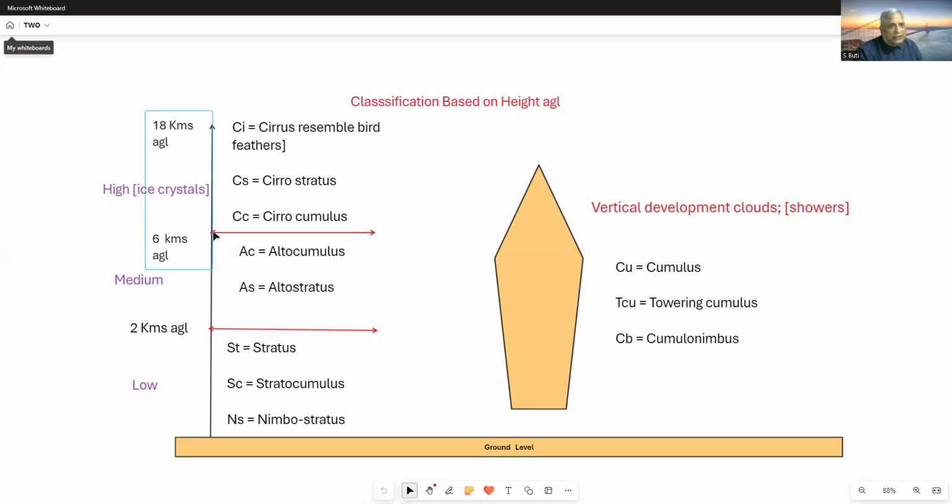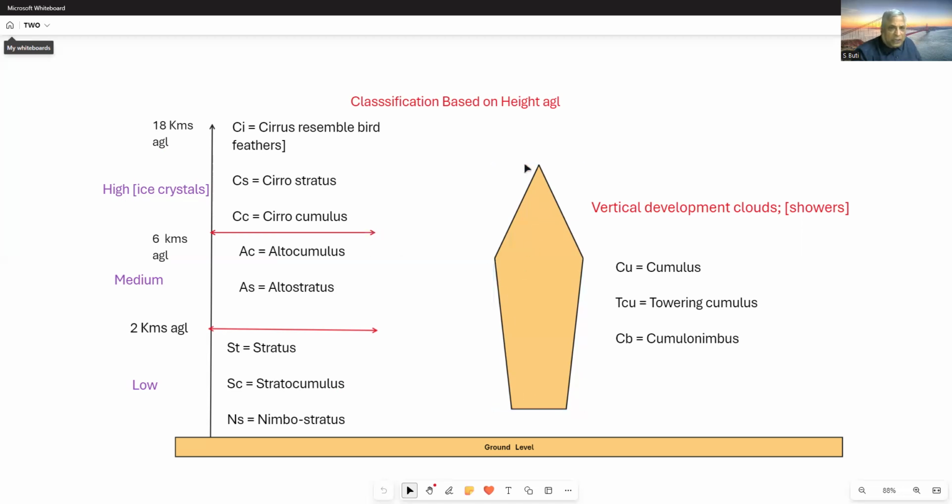Then the third category is 6 to 18 kilometers, and above 18 kilometers, hardly any moisture or hardly any clouds. Okay. Then in these high clouds, they are primarily frozen ice crystals. Clouds which look like birds' feathers, like an eagle has spread out its wings, cirrus. Stratus type of clouds, cirrostratus, and cumuliform type of clouds, cirrocumulus, CI, CS, CC.